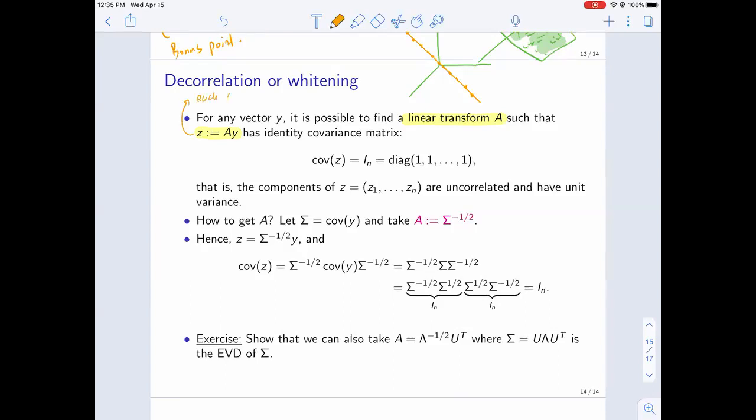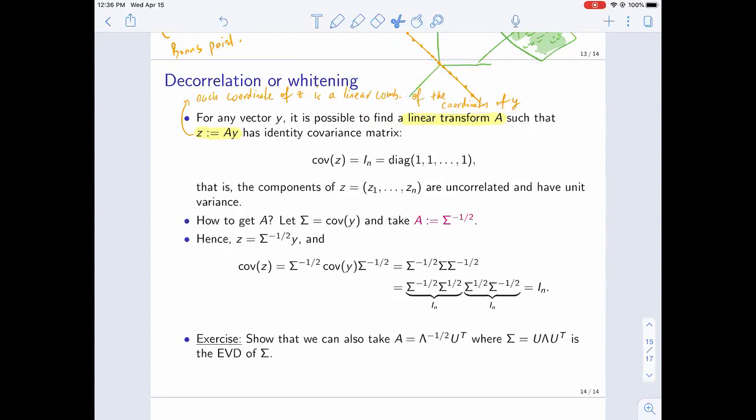Each coordinate of z is a linear combination of the coordinates of y.